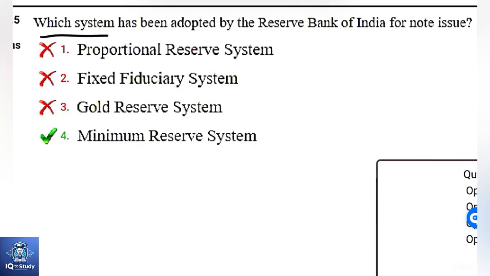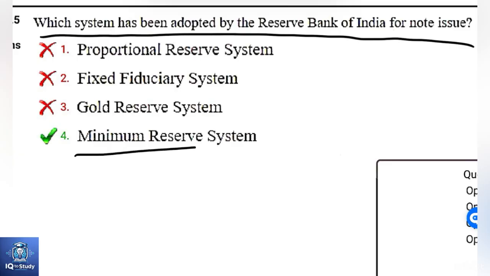Which system has been adopted by the Reserve Bank of India for note issue? Minimum reserve system. It was adopted in 1956.